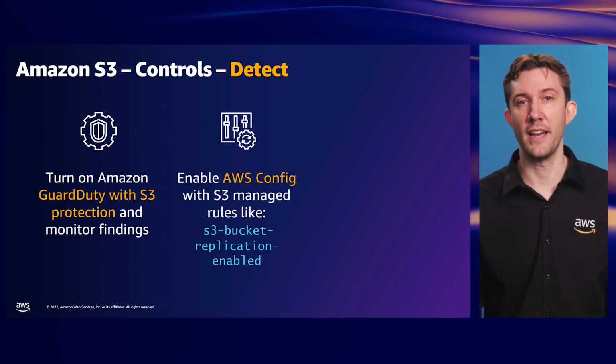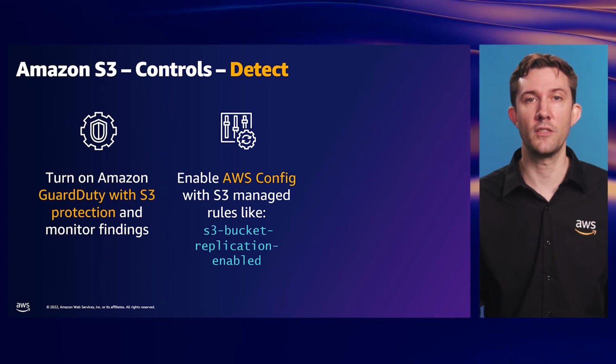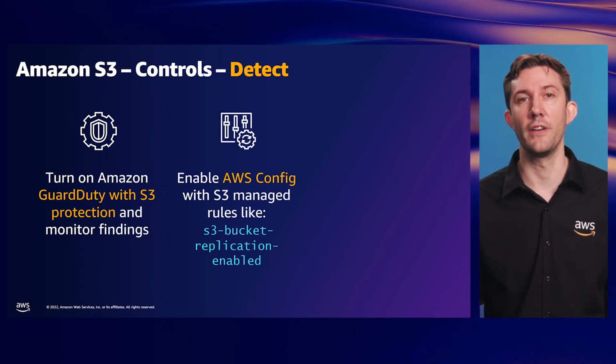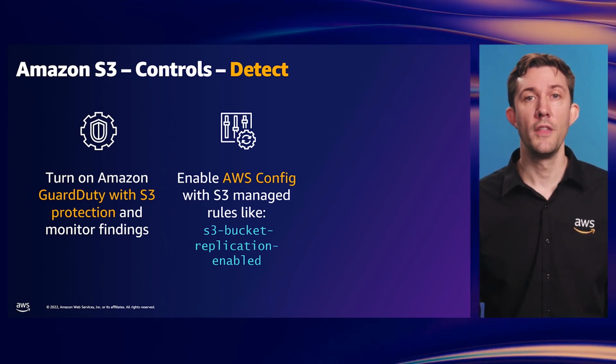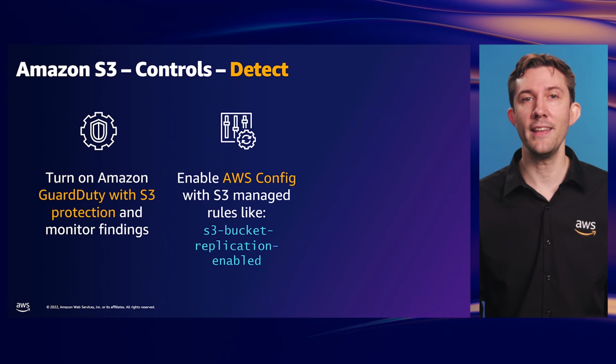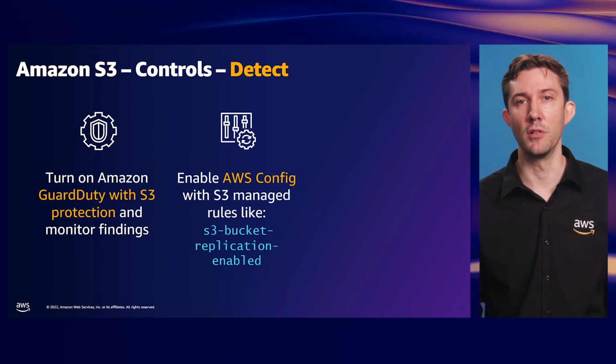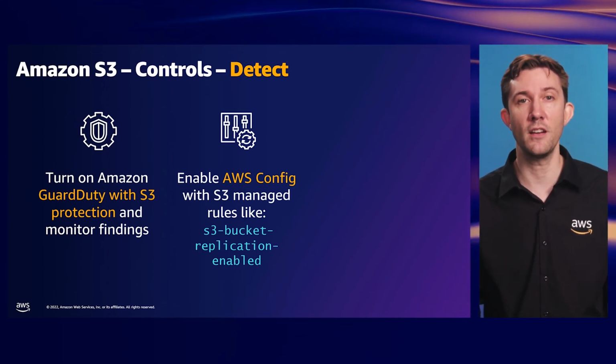Another great way to detect unwanted changes to Amazon S3 is to use AWS Config with the S3 managed rules. One good rule that relates to replication is S3 bucket replication enabled, to make sure that you have a second copy of your data.